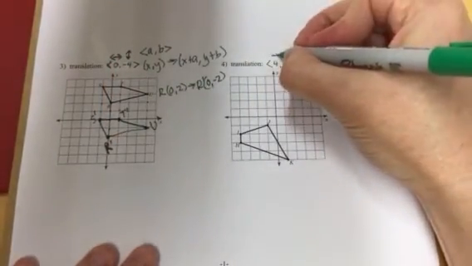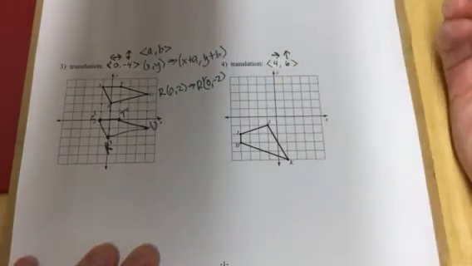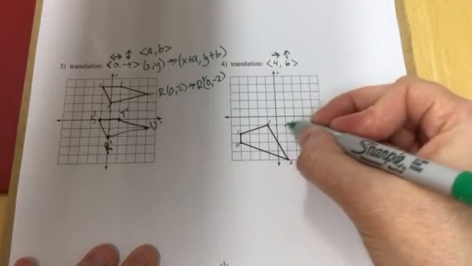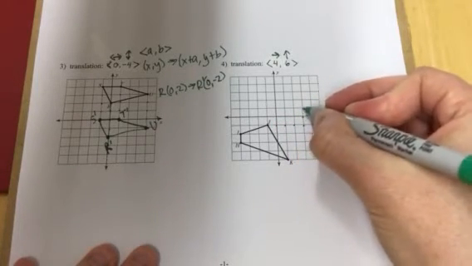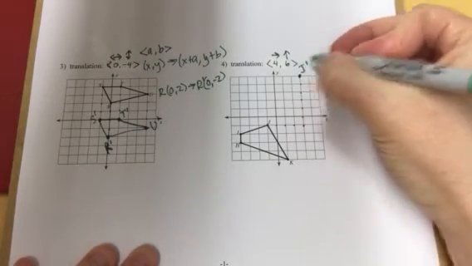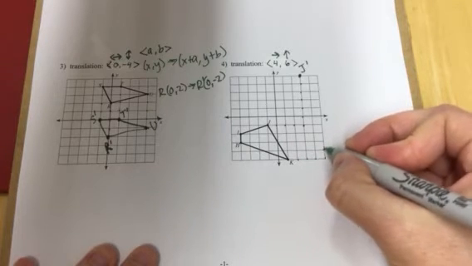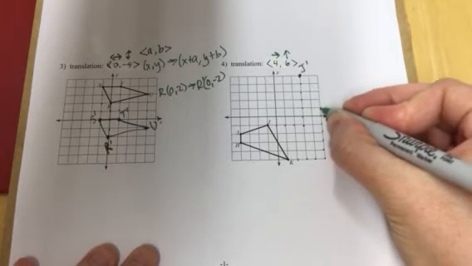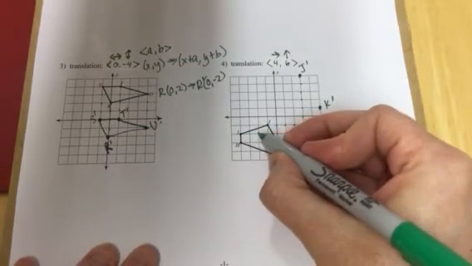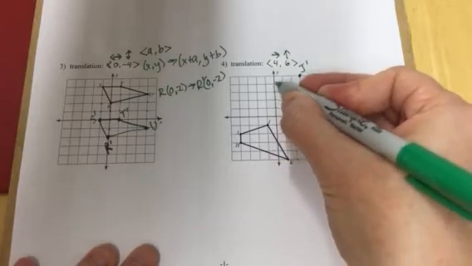Okay, number 4. The first number is telling us to go to the right 4. The second number is telling us to go up 6. So let's start with J. We'll go 1, 2, 3, 4. 1, 2, 3, 4, 5, 6, right at the tip top. J prime. K, 1, 2, 3, 4. 1, 2, 3, 4, 5, 6. There's K prime. I, 1, 2, 3, 4, 1, 2, 3, 4, 5, 6.